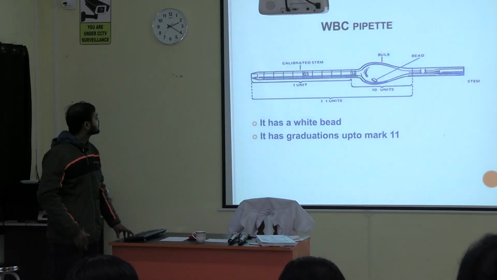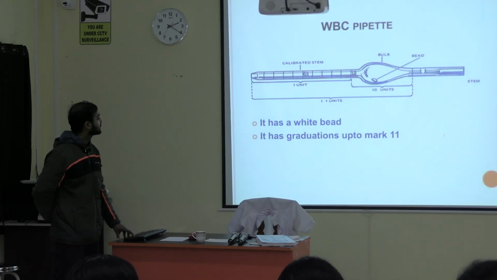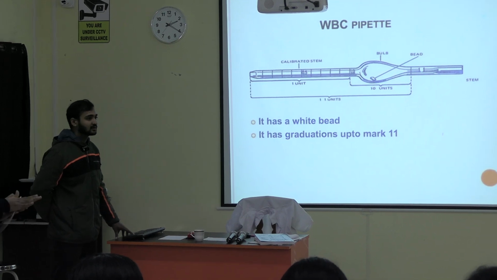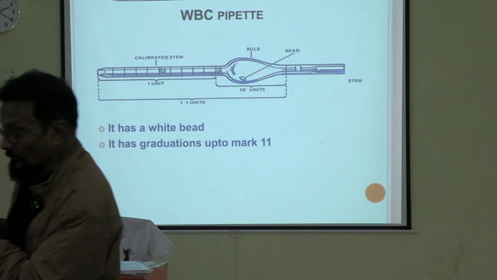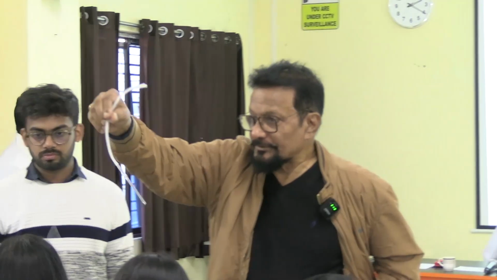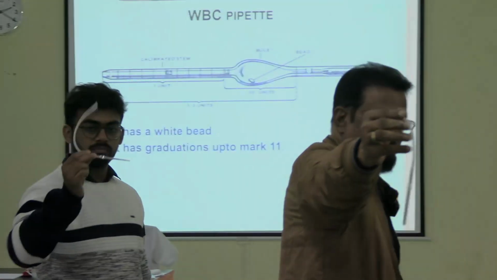What is the first marking? 0.5. Then 1. And at the top, 11. This is one identifying mark. The size of the bulb is also different. In RBC the top mark was 101, but here it is 11, and the bulb is smaller. In RBC the dilution was 100, so here it is 10.